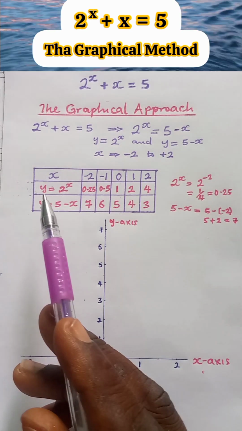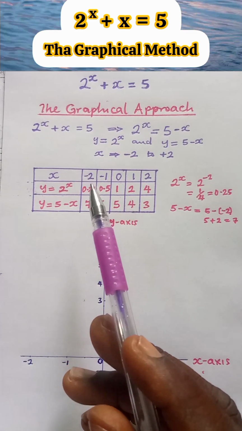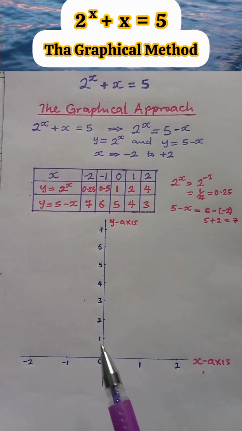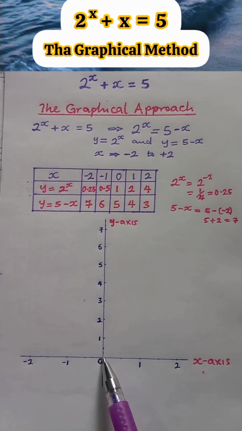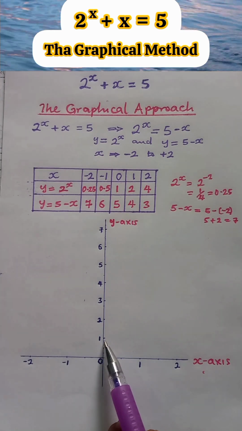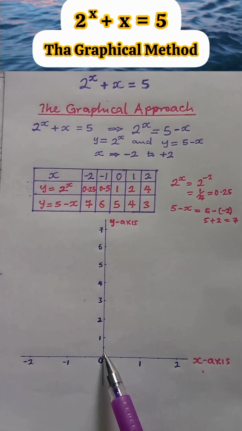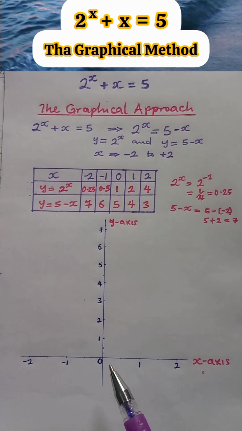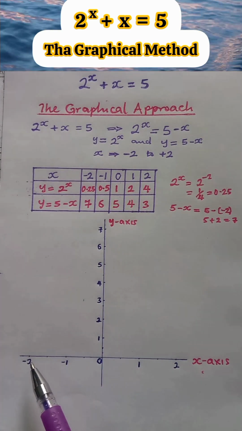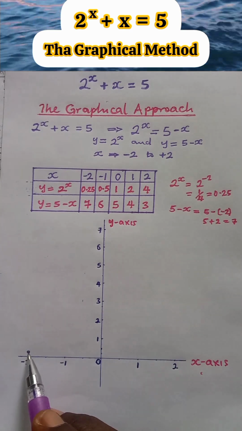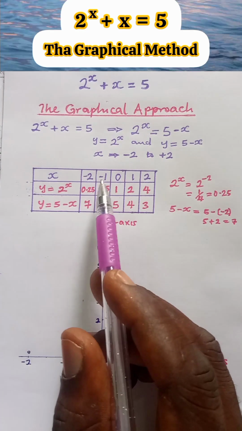So let us start by plotting the graph of y equals 2 raised to the power x first. Now when x is -2, y is 0.25. Here is 0, here to here is 1. The middle is 0.5. So in between the midway and this 0, we have 0.25. So I'm going to trace from 0.25 down to the point that corresponds to -2. Here's our point corresponding to 0.25 on the y-axis and -2 on the x-axis.